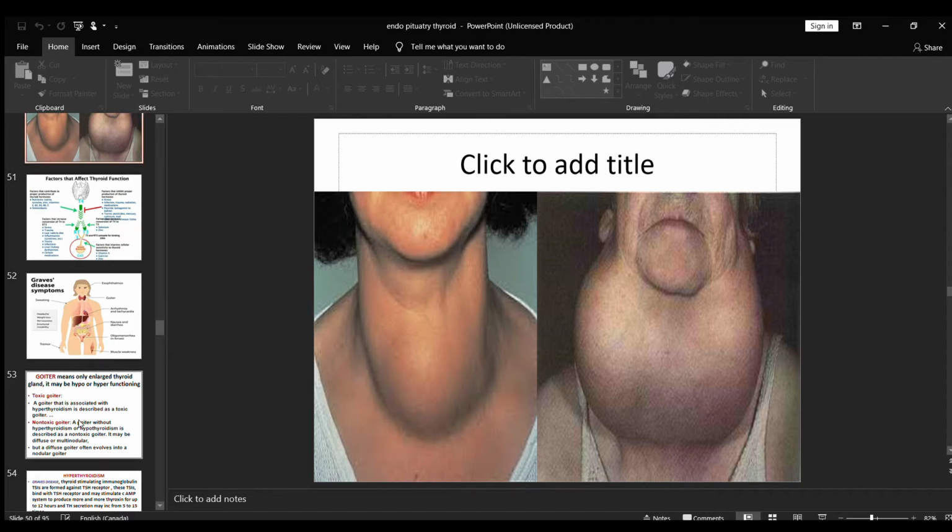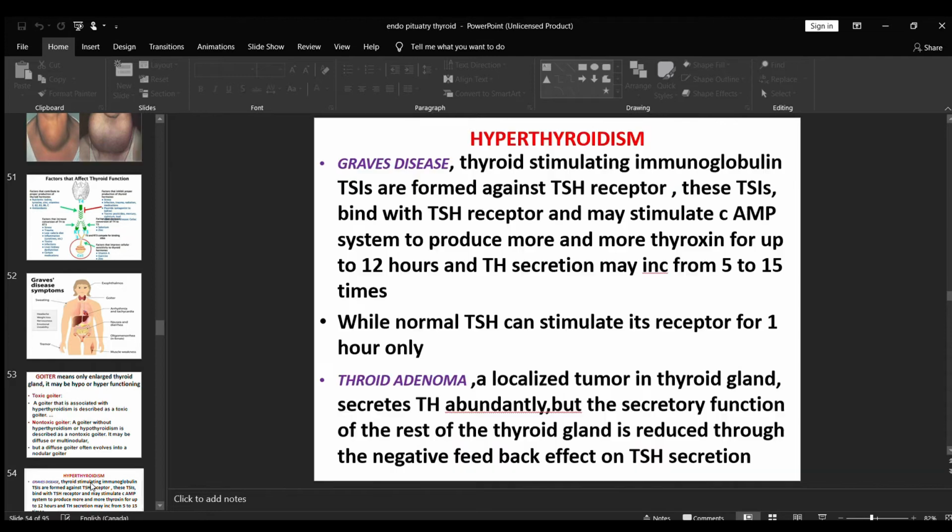Now let's see hyperthyroidism. Why does the thyroid gland begin to produce more thyroxine, more thyroid hormone? Two very common diseases are concerned. One of them is known as Graves' disease. In Graves' disease, the problem is autoimmune. It is actually an autoimmune disease.